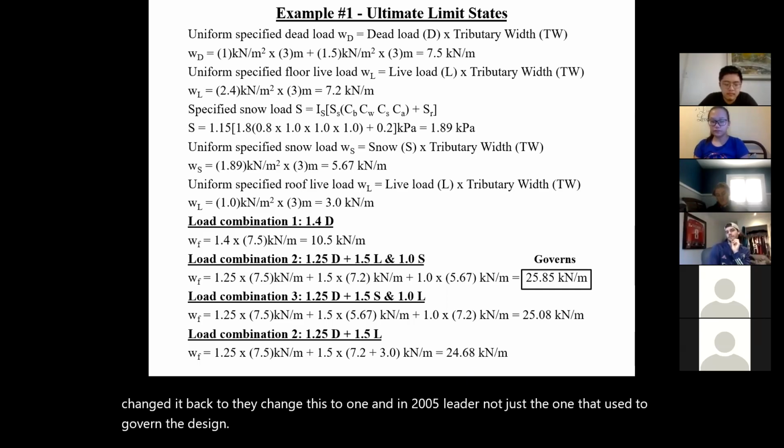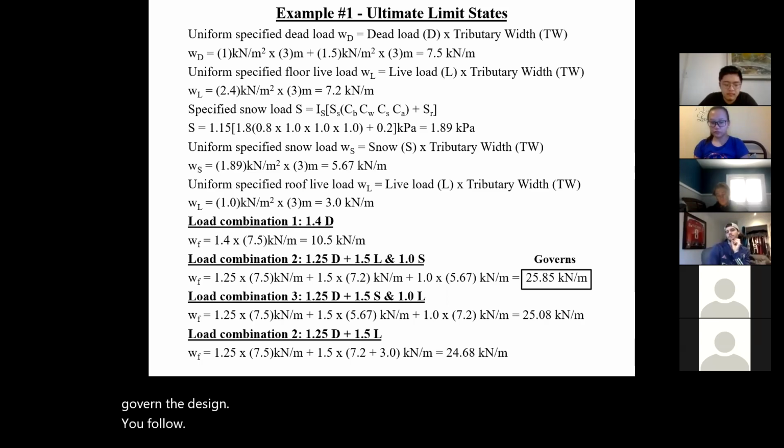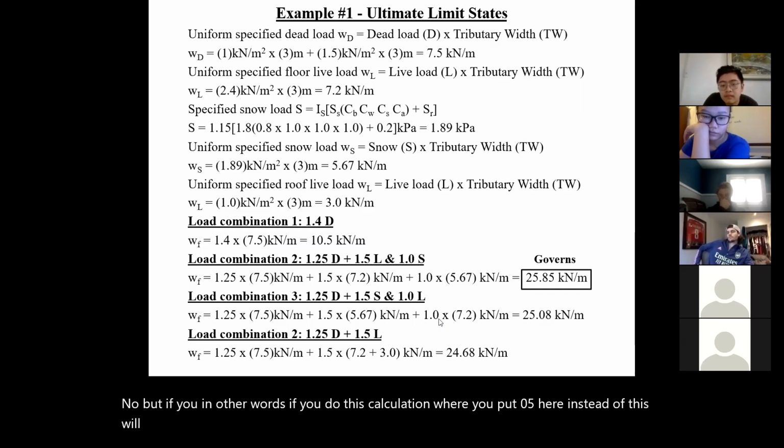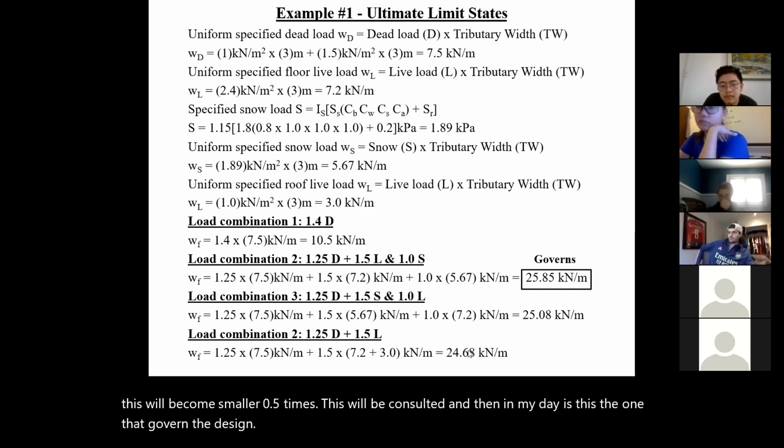You follow? I understand that it used to be different, but I can't see how adding a number would make it smaller. I can understand the 0.5 would make that smaller. Yeah. But I still feel like that's an extra 0.5 to snow load. No, but in other words, if you do this calculation where you put 0.5 here instead of this, it will become smaller. Yeah. 0.5 times this will become smaller. And in my days, this is the one that governed the design. In other words, that was the highest one.